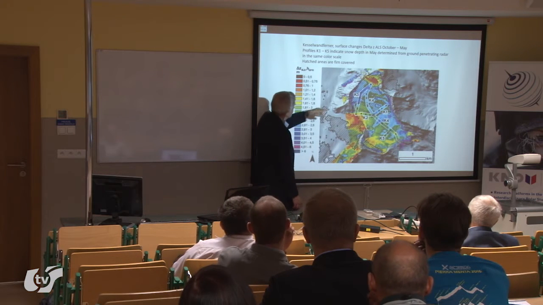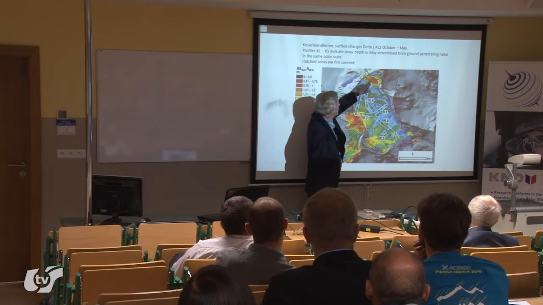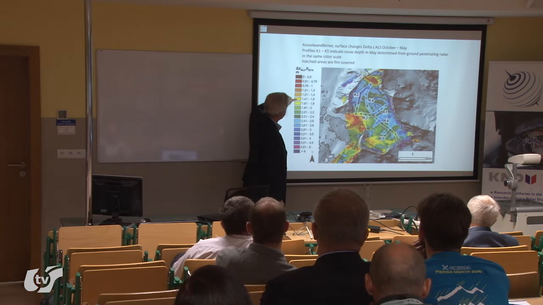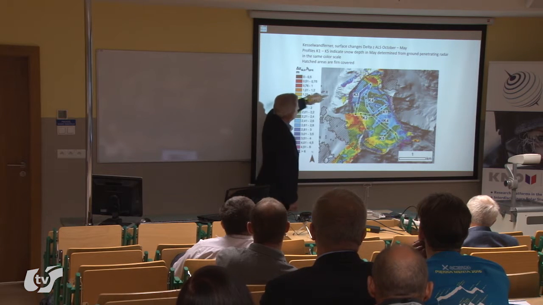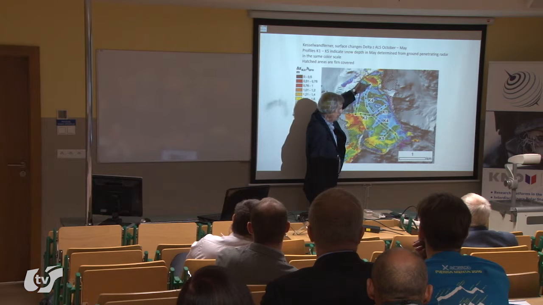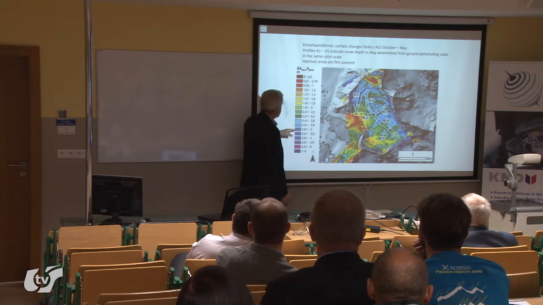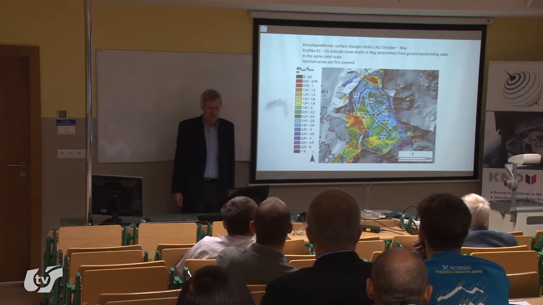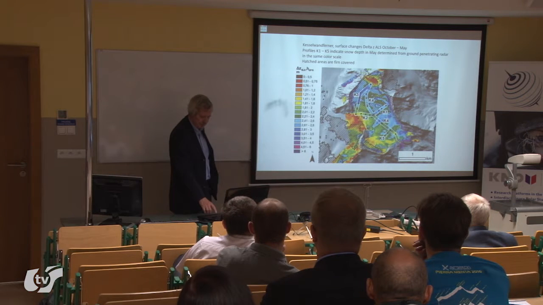So if we go to this point here, the surrounding is about yellow. We have an increase during the winter of 1.50 meters. And the snow cover thickness at this point, determined by radar, is in the blue scale, which is around 2.50 meters. So there is one meter difference in the two. That means the submergence has been 1 meter.